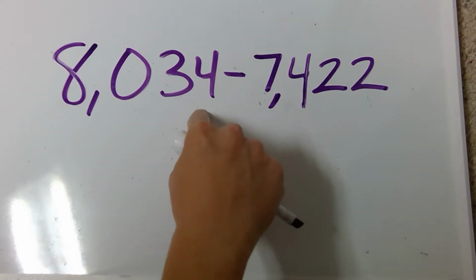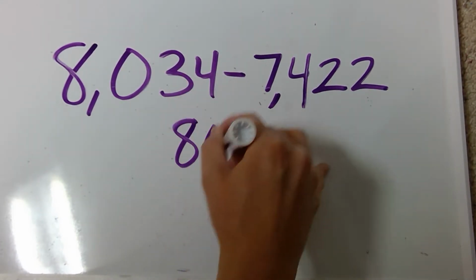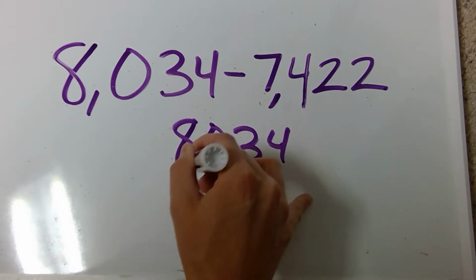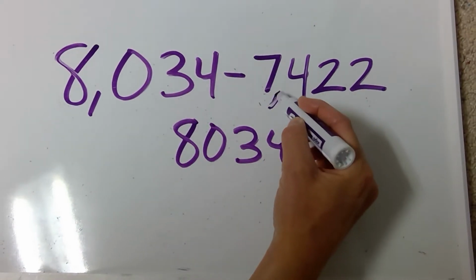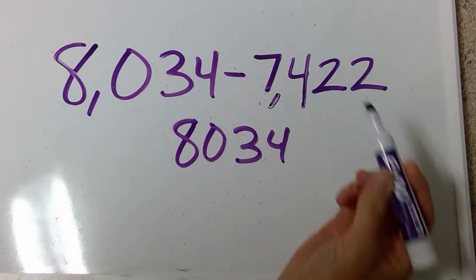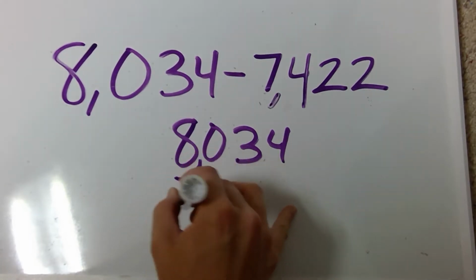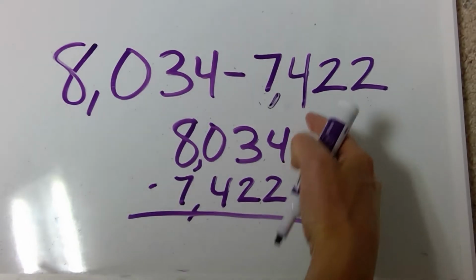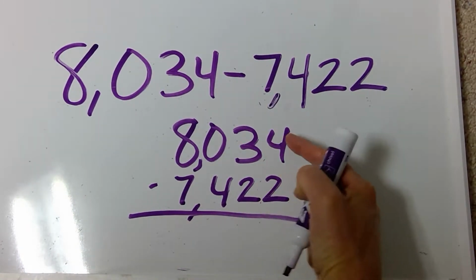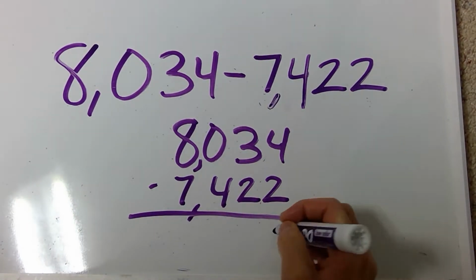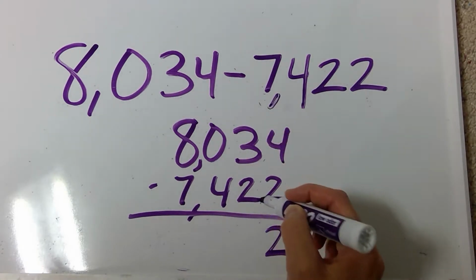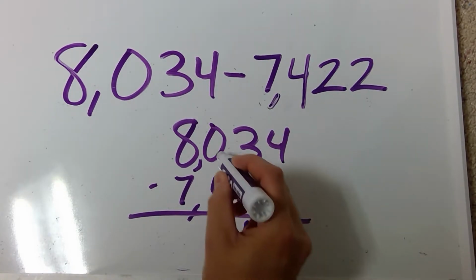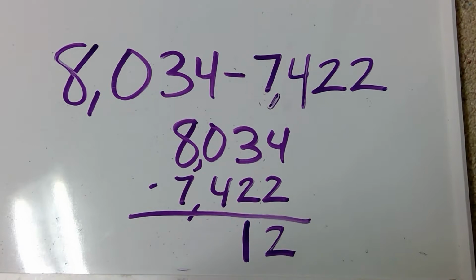Alright, so this is the first number. Always goes on top. 8,034. This little mark right here is a comma. It's not a number, it's just a comma. You probably already know that. 7,422. Now we always start in the ones place. 4 minus 2 is 2. 3 minus 2 is 1. 0 minus 4. If I have nothing, I can't take 4 away.